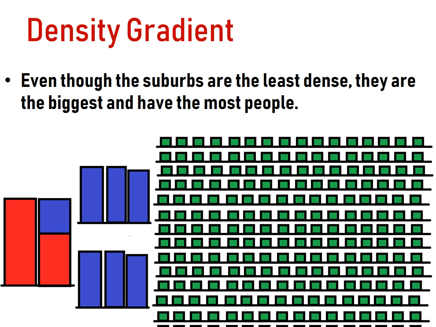But notice that in the cities, it's the most dense, but the least amount of people in the central business district. Most dense, least amount of people. Around it, you have a spike in density even more because you have even more people packed together. And then in the suburbs, you have the least dense, but the most people.